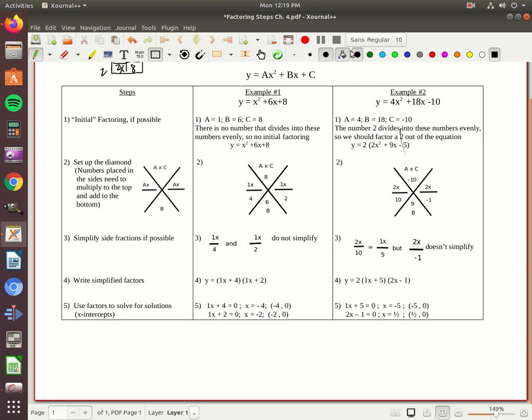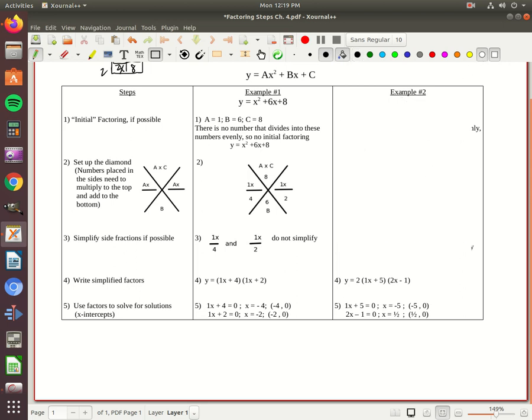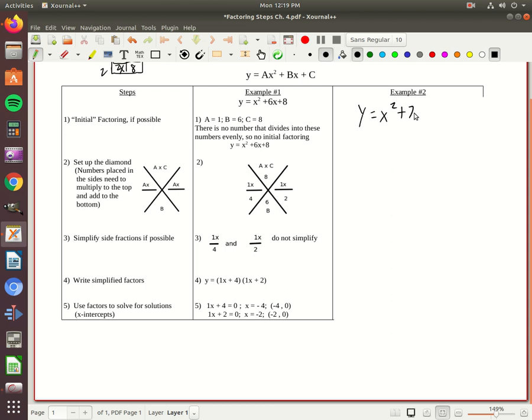So let's go ahead and take out example 2 and replace it with the following equation instead. What we're going to do is go through these 5 steps and solve y equals x squared plus 7x plus 10. The first thing I'm going to do is initial factoring.